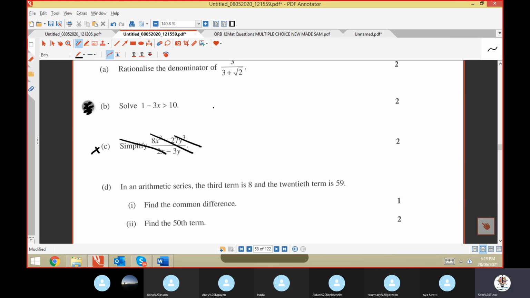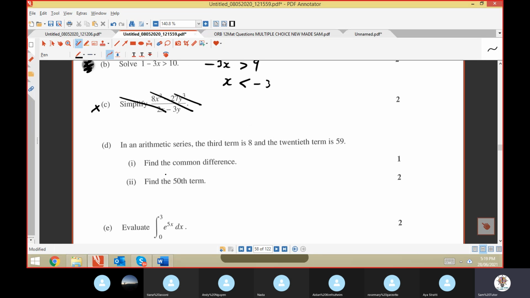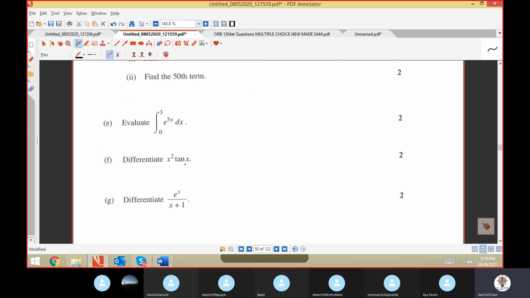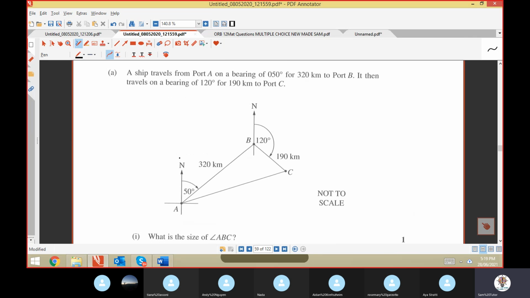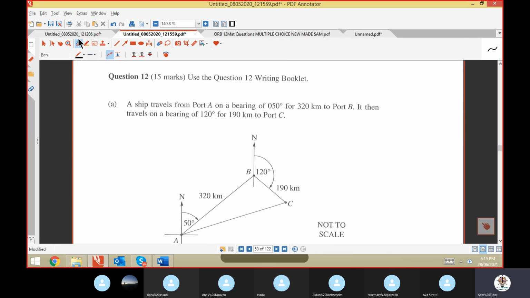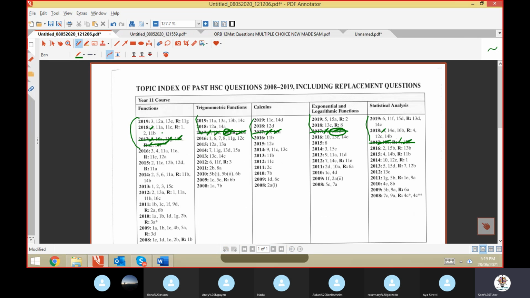All right, solve 1 minus 3x greater than 10. Easy. Negative 3x is greater than 9. x is less than negative 3. That's straightforward. Evaluate, differentiate, differentiate. All right, we'll do this one. Question 12. 11A, 11C. Yep, we're up to 12.